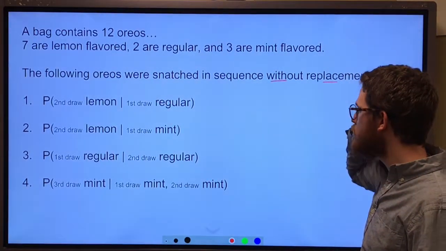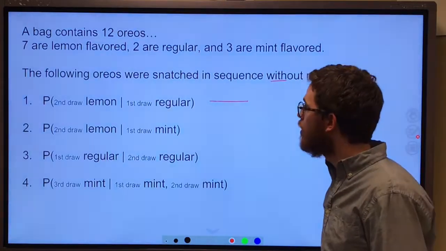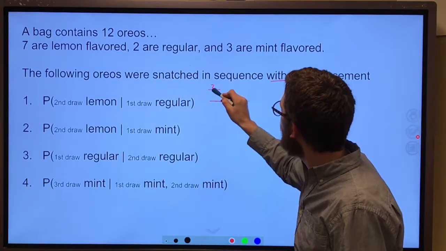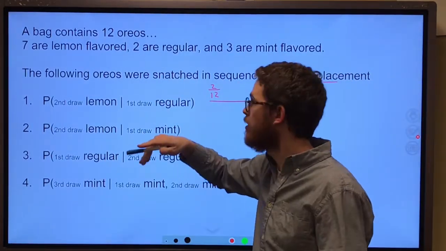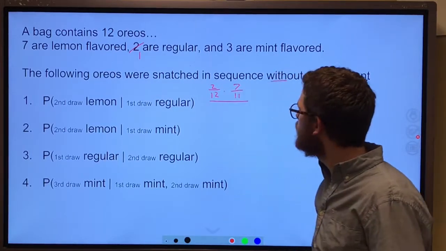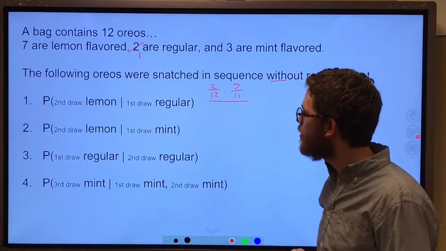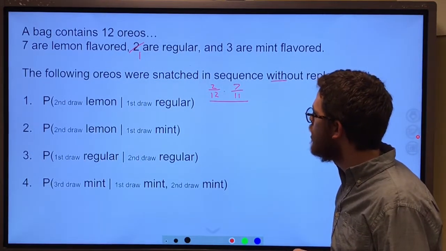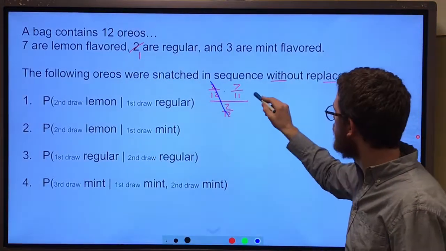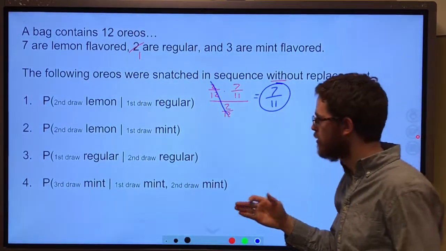Okay? So in order to find conditional probability, we know it's the probability of both of these things happening divided by the probability of the given thing happening. So the probability of the second draw being a lemon and the first draw being a regular: the first draw being a regular, there's 2 regulars out of 12 Oreos. Then there's just 1 regular in there. When we go to draw the lemon, there's now 7 lemon out of the 11 that are left. So we would multiply those probabilities on the top. That's a dependent event situation. And then we divide it by the probability of just the first thing happening, and the probability that the first draw is regular was 2 out of 12. Well, because both things are just multiplying on the top, this is as simple as just canceling those things out. This would be a 7 out of 11 probability.